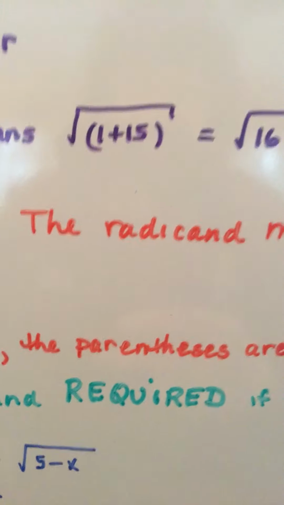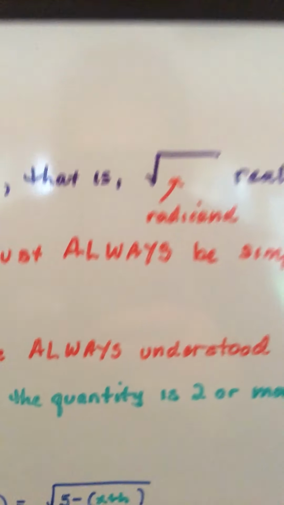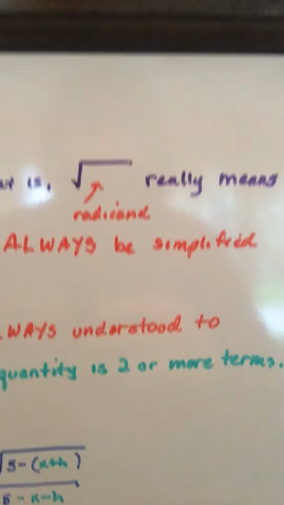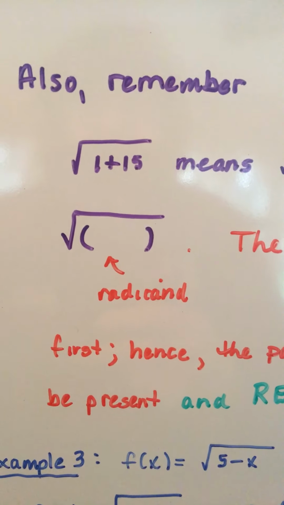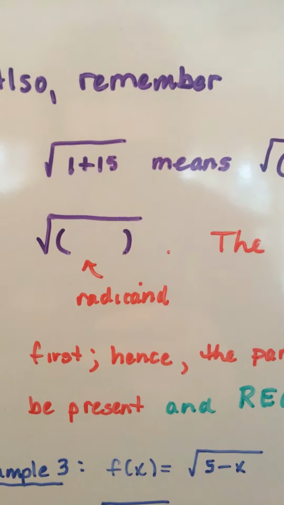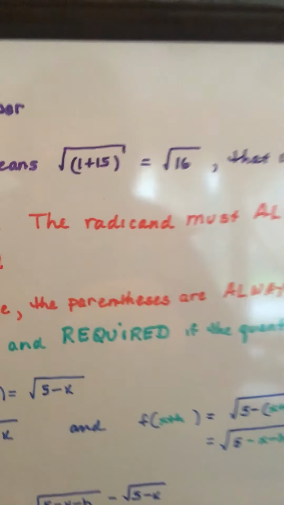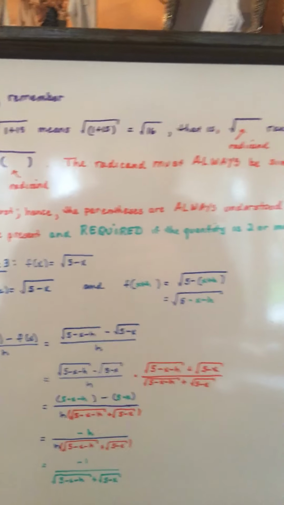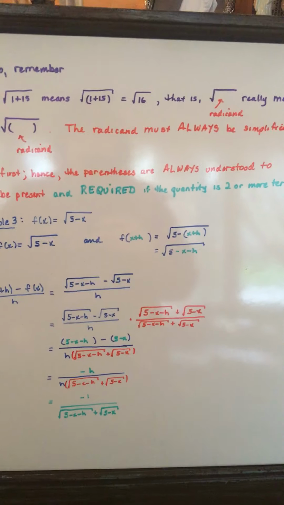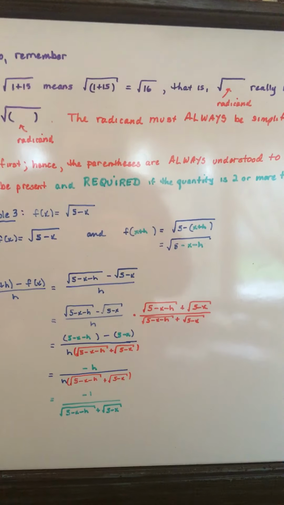I have to add it up and call it 16. That means that this radical symbol means the same as this radical symbol. It means order of operation is do the radicand, then do the radical. So this means that it's always simplified first, the radicand.